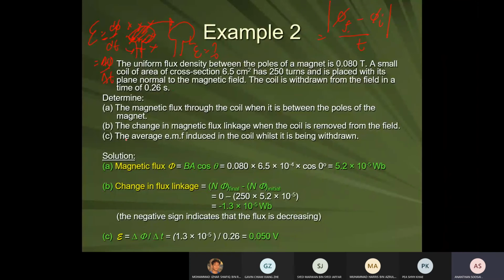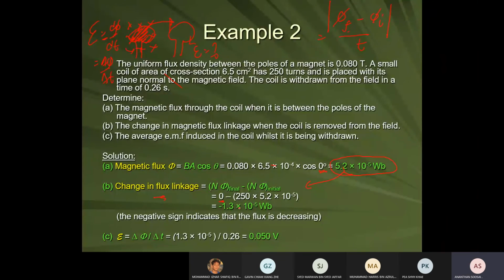Okay, so you see the working now? How much is the magnetic flux change? The maximum flux is B dot A cos 0. We assume the magnetic field is perpendicular to the surface, so theta is 0. So the original magnetic flux is 5.2 times 10 to the negative 5. What is the change in flux? The final flux becomes 0, so final flux minus initial flux is how much? This is the initial flux, but multiply by the number of turns and you get the flux linkage.